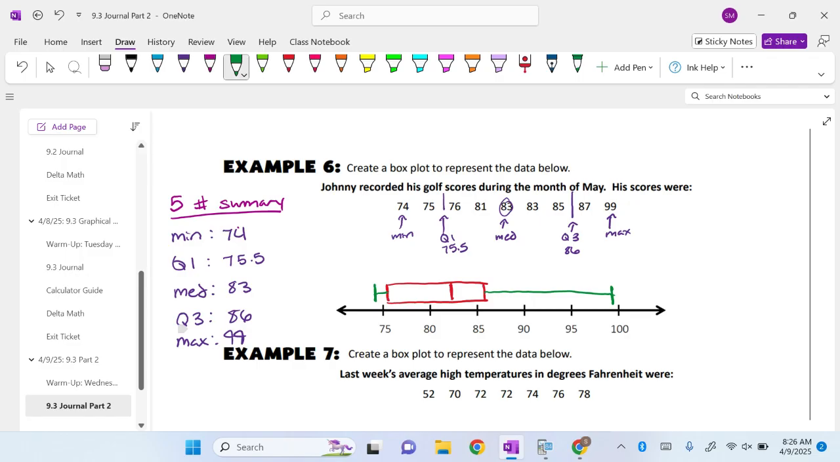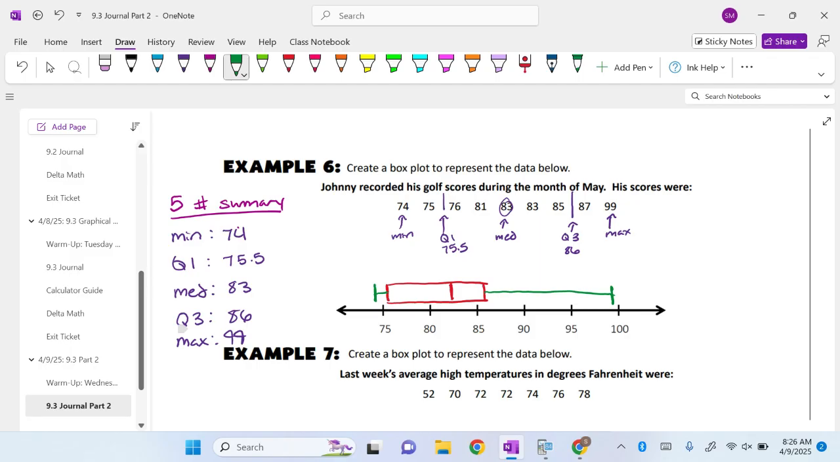So the only issues that you guys should have run into was with the two quartiles because they fell in between two numbers. Now this one was pretty easy because halfway between 85 and 87 is 86. You still should have taken the mean though just to be safe. This one you would have definitely had to do 75 plus 76 divided by 2 to get that 75.5.